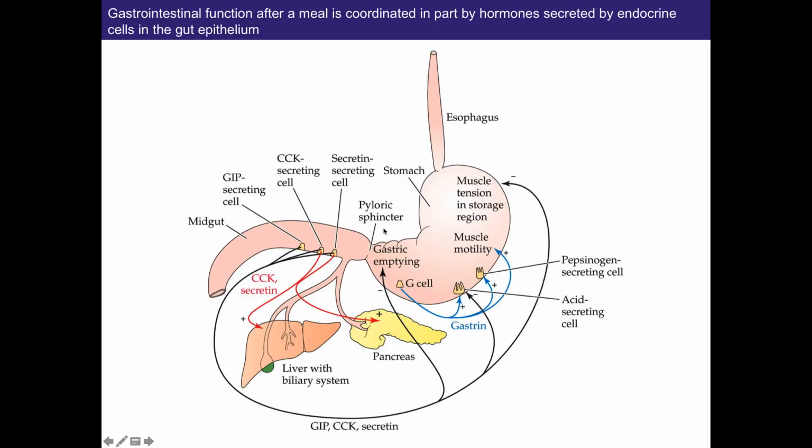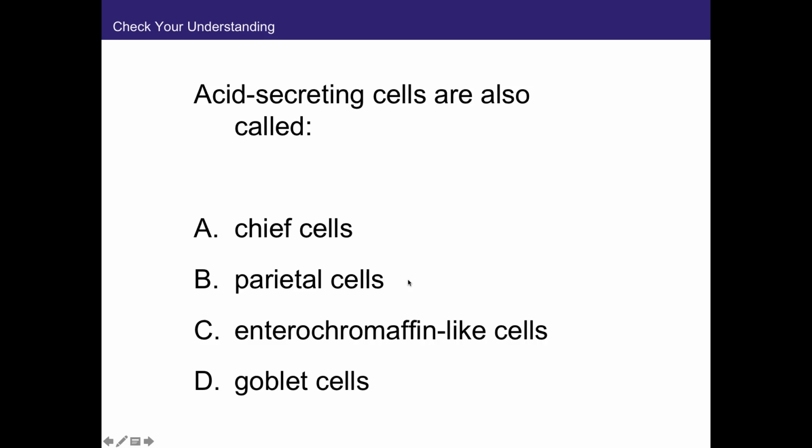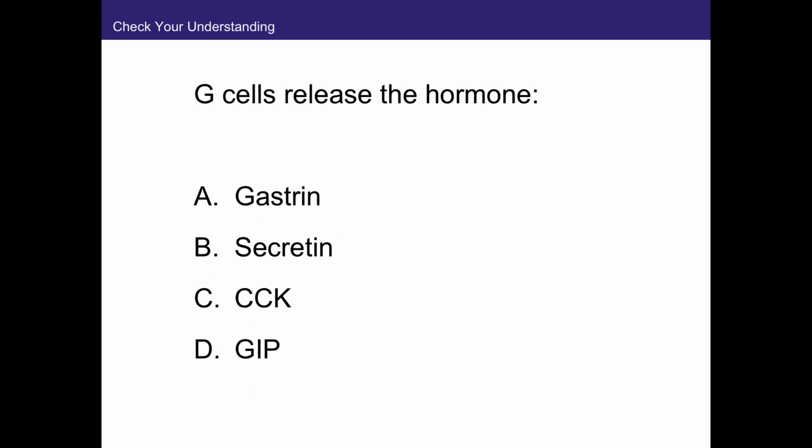And then there's also osmoreceptors that are just detecting a lot of solute, and they're just feeding back to decrease acid secretion and gastric emptying. Okay, so this is a lot, you guys. Acid secreting cells are called what? Parietal cells. G cells release gastrin. I cells, CCK. S cells, secretin.